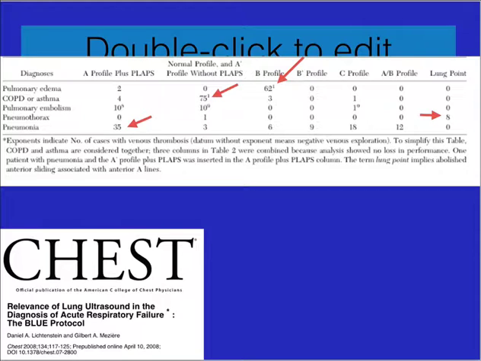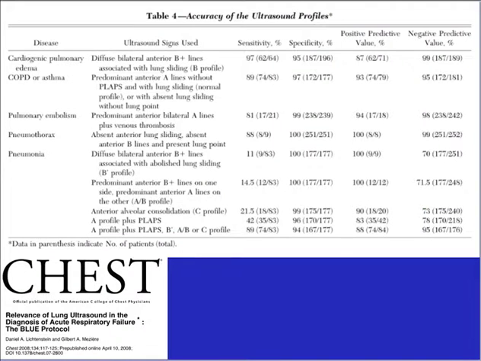This table in the article just showed that if you break down the profiles that he used, which we're going to talk about in a second, you can see that there is a distribution of certain profiles with certain disease processes. For instance, if you look at pulmonary edema, 62 of them had a B profile, which we'll talk about. If you look at COPD or asthma, 75 of them had a normal profile. So we're going to go through those.